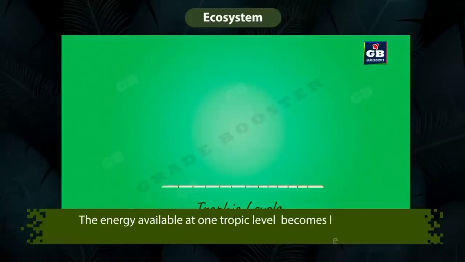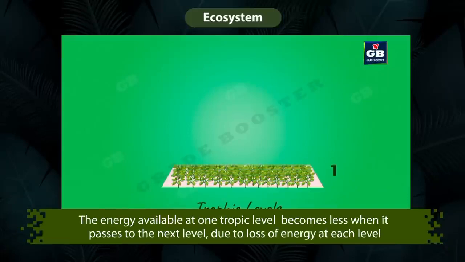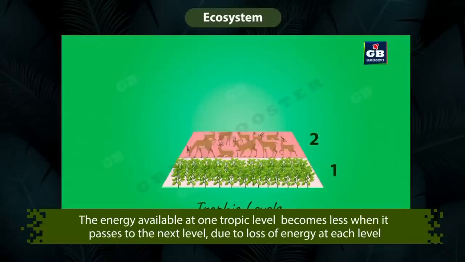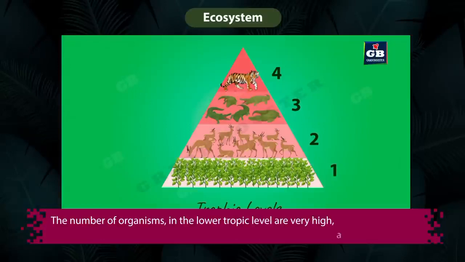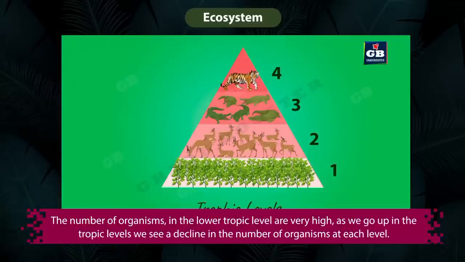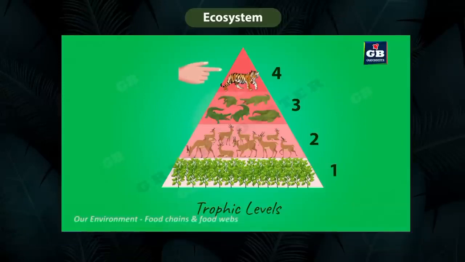The energy available at one trophic level becomes less when it passes to the next level. This is due to the loss of energy at each level. And one more important thing is that the number of organisms in the lower trophic level is very high. As we go up in the trophic levels, we see a decline in the number of organisms at each level. This is about a food chain.